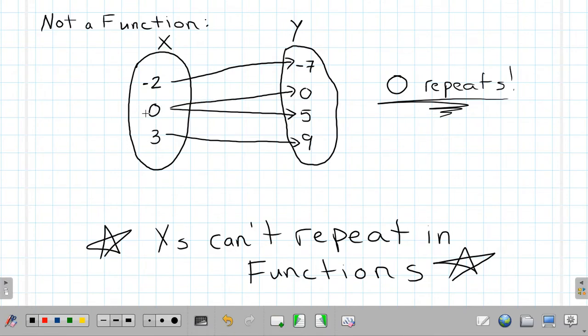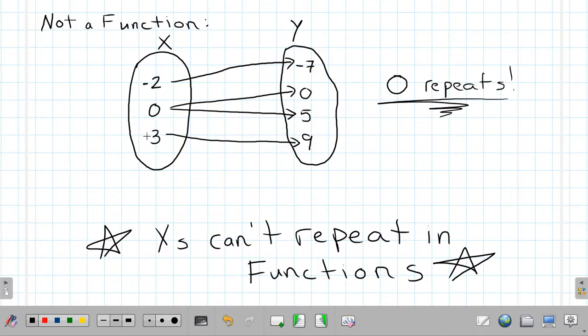You don't want to have to guess and say, if I plug in 0, what do I get out? 0 or 5. We want to make sure that once we plug something in, we know what we're going to get out. That's the main purpose of a function in real life, as we'll see in a couple of examples in just a bit. So the big thing to remember about a function is x's can't repeat in functions.